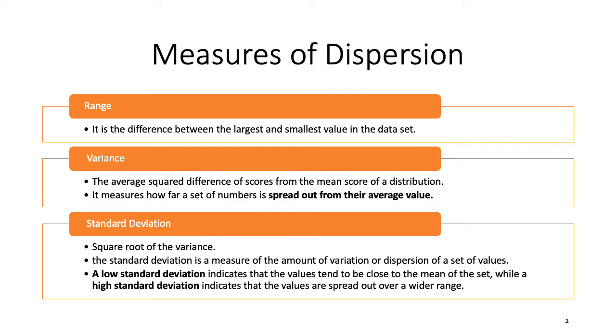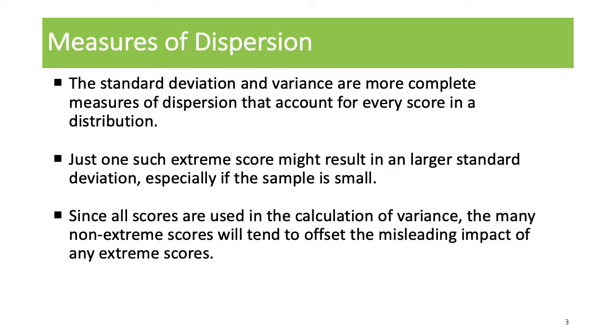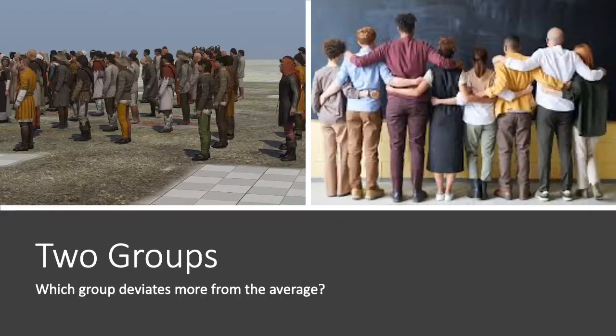So typically a low standard deviation indicates that the values tend to be close to the mean of the set, while a high standard deviation indicates values are spread out over a wider range of data. So the standard deviation and variance are more complete measures of dispersion since they account for every score in a distribution. Just one extreme score might result in a larger standard deviation, especially if you have a small sample size. And since all scores are used in the calculation of variance, the many non-extreme scores will tend to offset the misleading impact of any extreme scores.